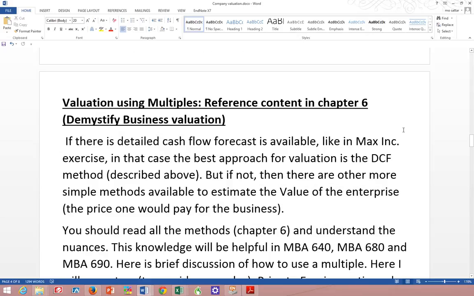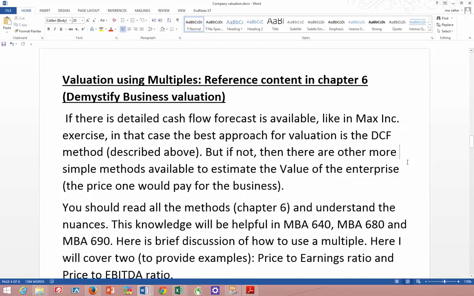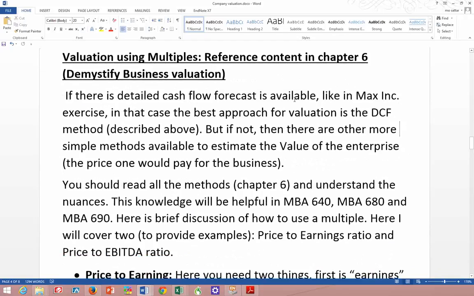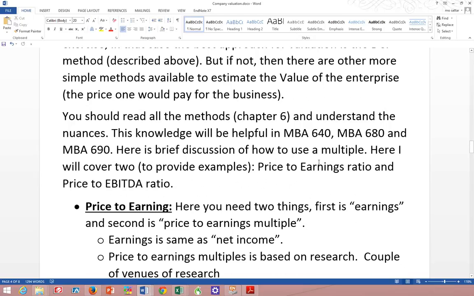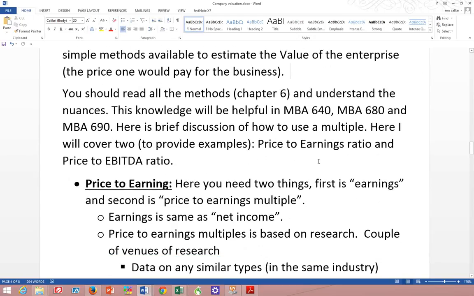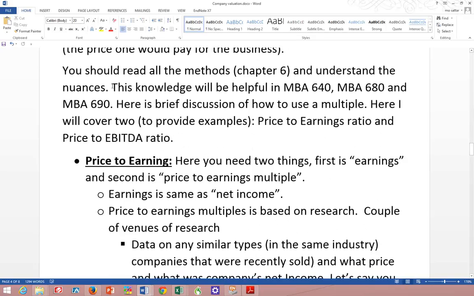Okay, so they will give you some information, and then you'll have to do some calculation. So here I'm going to walk you through some of the thought process. If there is detailed cash flow available like Max Inc., obviously DCF is the way to go. But if not, then there are other, simpler methods available to estimate the valuation. Again, chapter 6, as I pointed out, the copy of chapter 6 from the book will be very useful for you in case studies in MBA 640 and 690, and also for developing a business plan in 680.